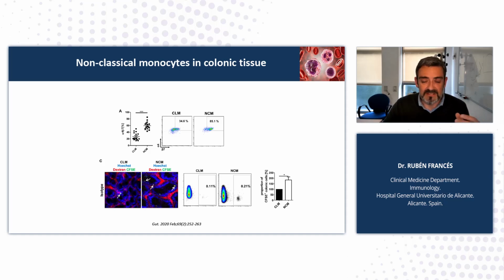called non-classical monocytes. And this is very relevant because potentially GMA treatment has the power to target these non-classical monocytes, these circulating monocytes expressing cell homing markers to colonic tissue. And if it's confirmed, it would be something very, very cool.